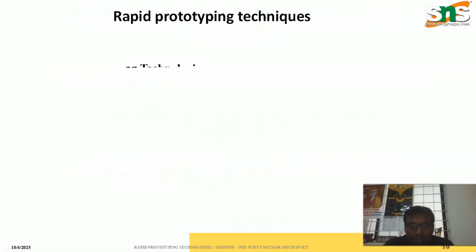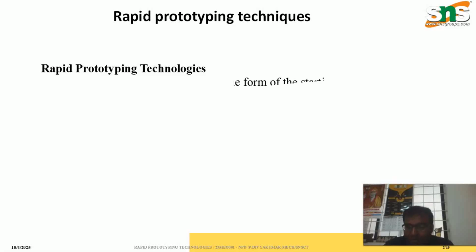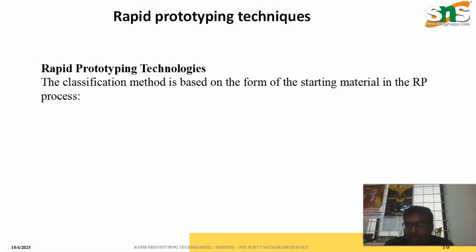What is rapid prototyping? Rapid prototyping is one of a group of techniques used to quickly fabricate physical models or functional parts directly from the CAD model. What are the major needs of rapid prototyping? It reduces the product development time, and it helps in visualization, testing and iteration.